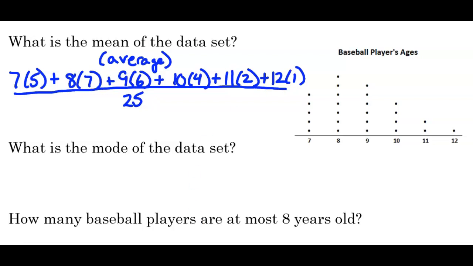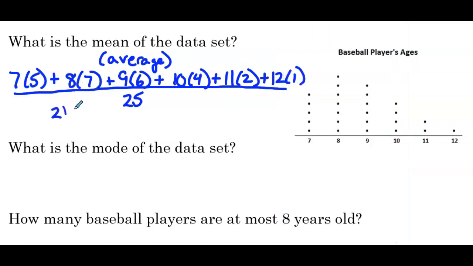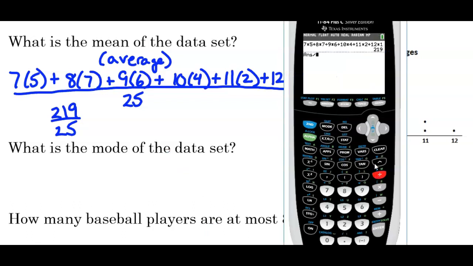Now, to help us out here, let's go to the calculator. So we're going to do 7 times 5 plus 8 times 7 plus 9 times 6 plus 10 times 4 plus 11 times 2 plus 12 times 1. We're going to hit enter. So the sum of the numerator is 219, and then we're going to divide that by 25. So on our calculator, we can just hit divide, and that'll take that answer. Divide by 25, hit enter.